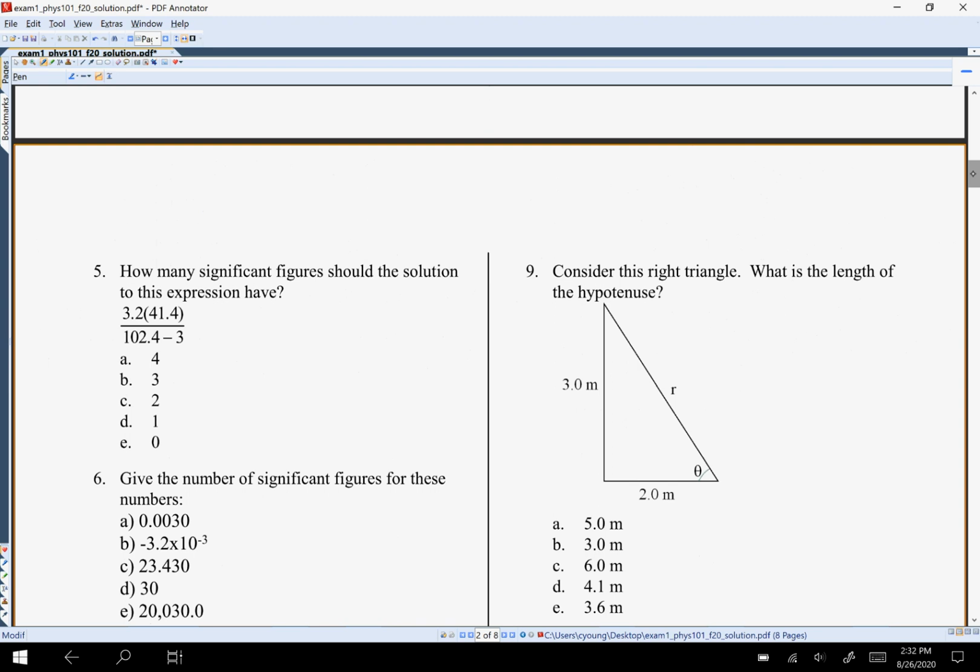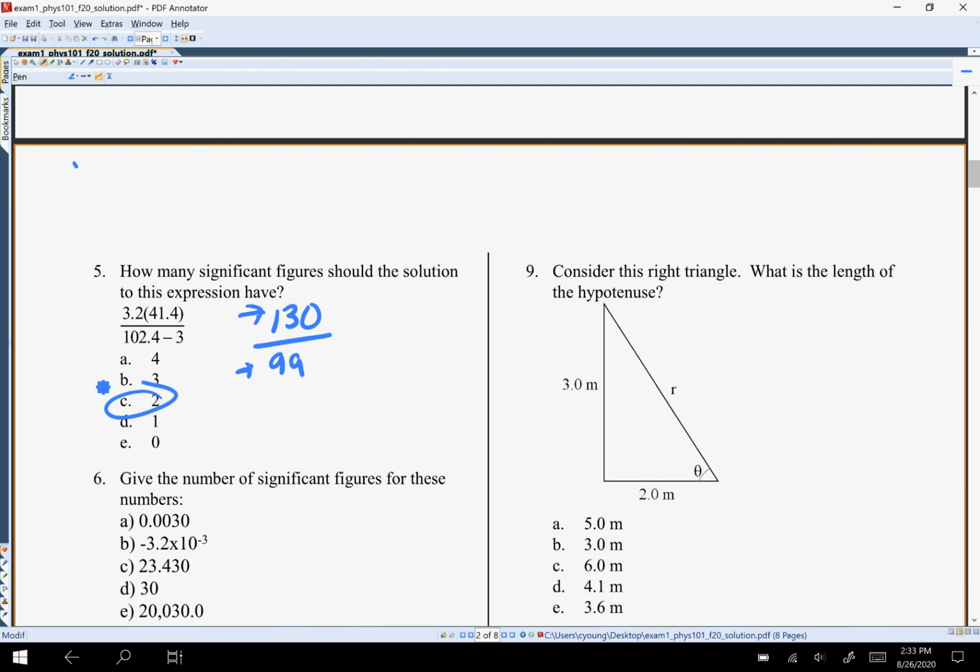How many significant figures should this expression have? It might be better for you to just work this out. So 3.2 times 41.4 is equal to 132.48, which is going to be 130, divided by 102.4 minus 3. What is that, 99.4, which would just be 99, because I keep the lowest number of decimal places, which would be 0 decimal places. And so that gives me 2 in the top, 2 in the bottom, so C is the right answer for number 5.